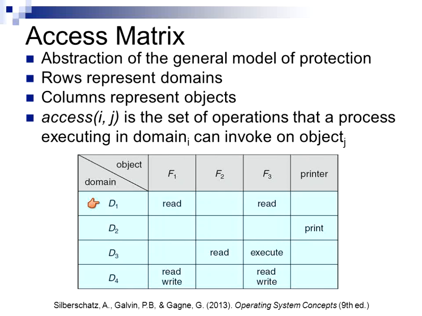So in domain 1, for example, if I'm looking at file 1, it can access that file only by doing a read. Okay, and so that's kind of how you look at this access matrix.